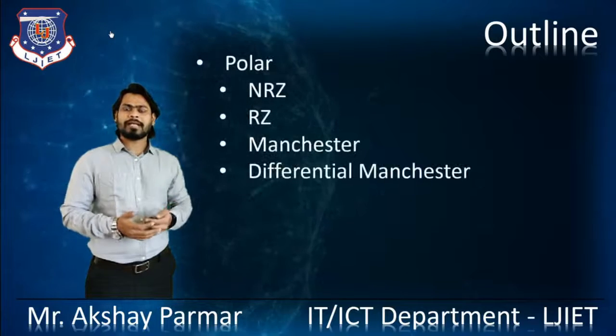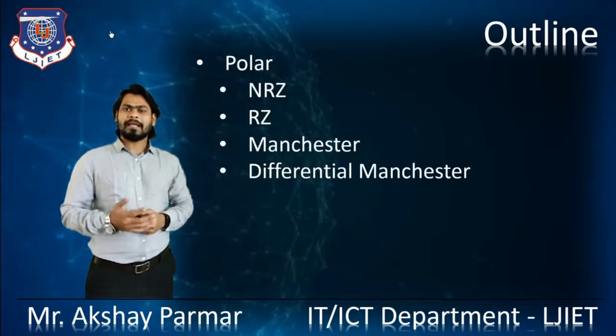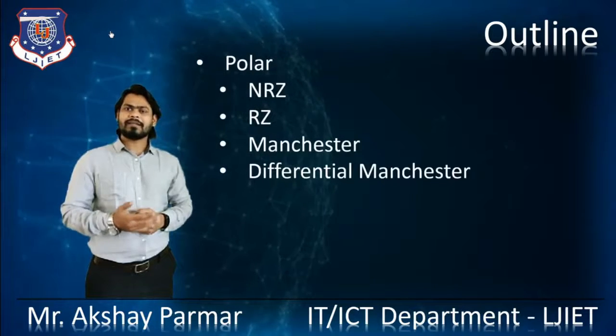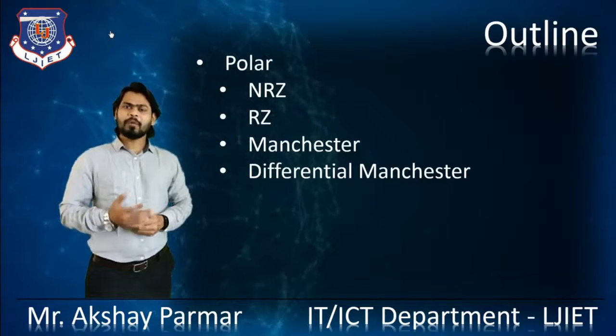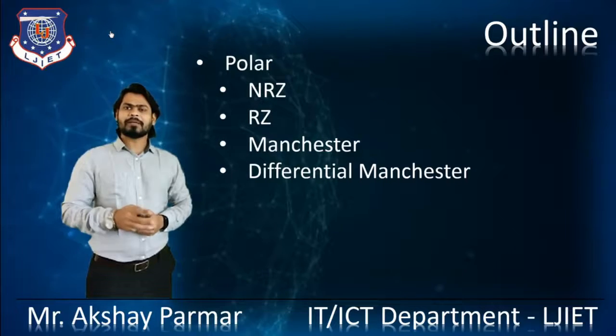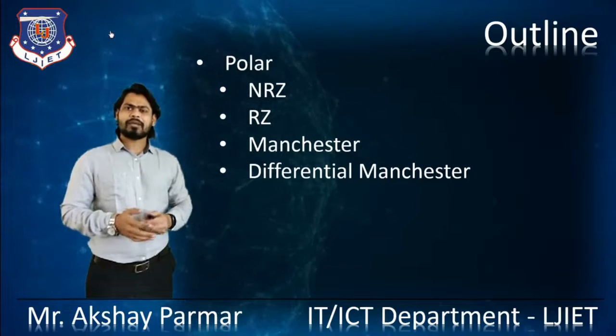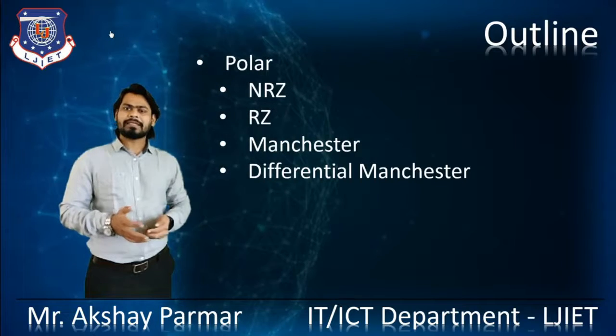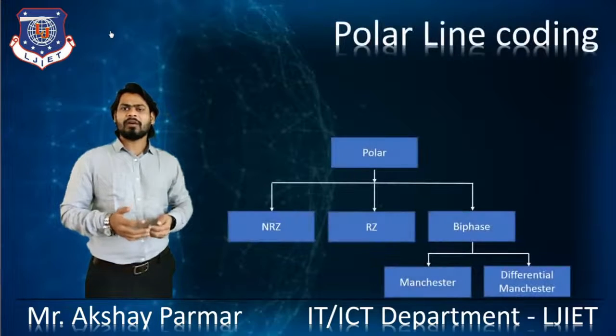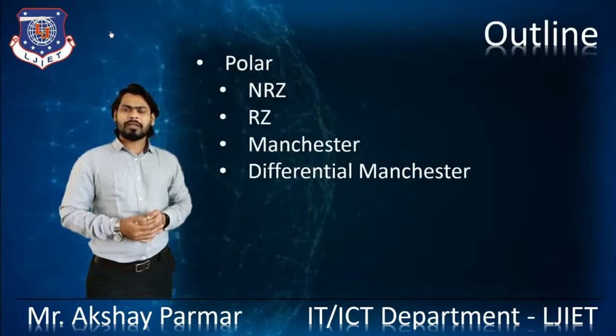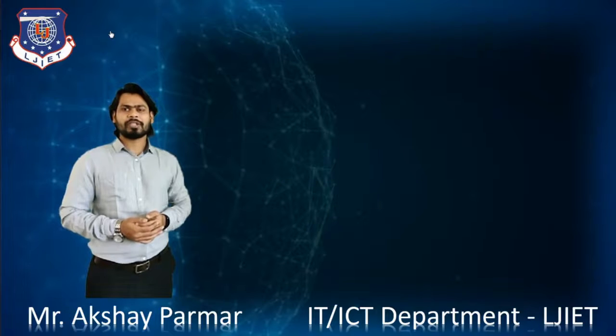In polar line coding, there are mainly three subtypes: NRZ, RZ, and biphase. In the biphase, there are two subtypes, Manchester and differential Manchester. That is all we will cover briefly in this video session.